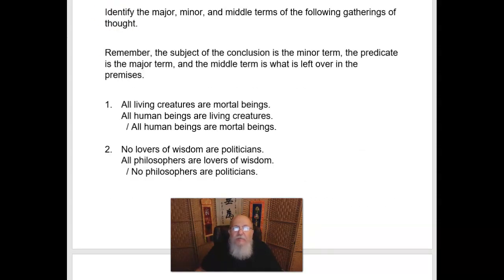So I might ask you to identify the major, minor, and middle terms of some gatherings of thought or syllogisms. What you keep in mind is the subject of the conclusion is the minor term, the predicate is the major term, and the middle term is what is left over in the premise. So when you're looking at a syllogism, to orient yourself, always look at the conclusion. So, human beings: we have the subject term, so that's the minor term. Mortal beings, the predicate term, so that's the major term. And then what's left over is the thing that appears twice, which is living creatures.